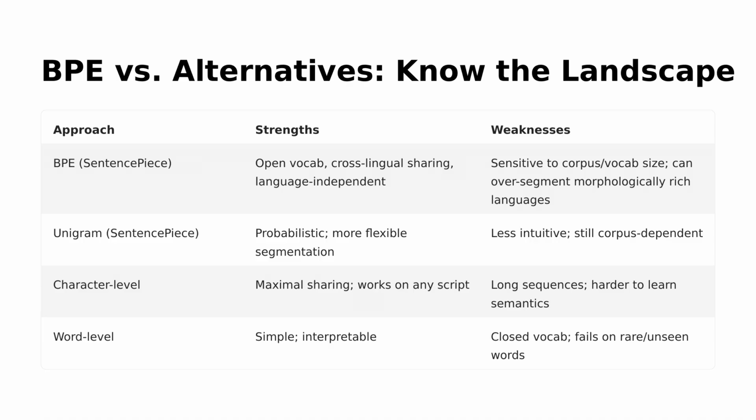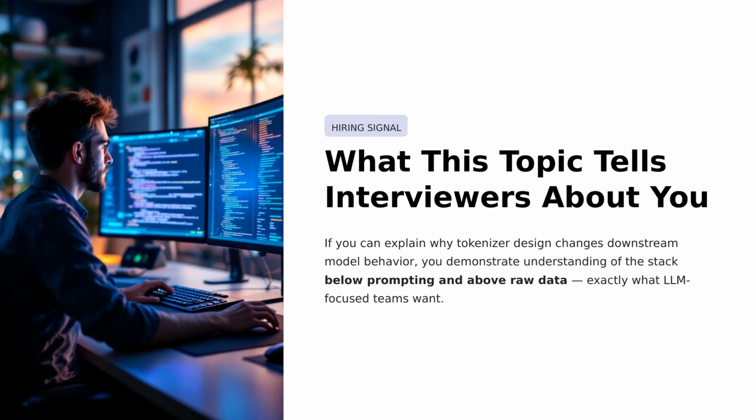Character level works on any script but creates long sequences, while word level is simple and interpretable, but breaks on rare or unseen words. This is a strong hiring signal because it shows you understand more than just prompting. If you can clearly explain how tokenizer design affects what the model sees, how efficiently it learns, and how it behaves downstream, you're showing real stack awareness. That tells interviewers you can reason across the layer between raw data and model behavior, which is exactly what many LLM teams are looking for.